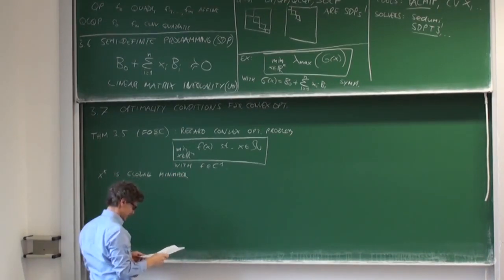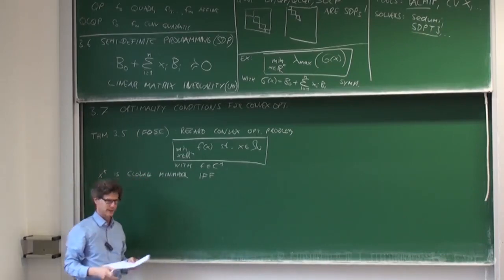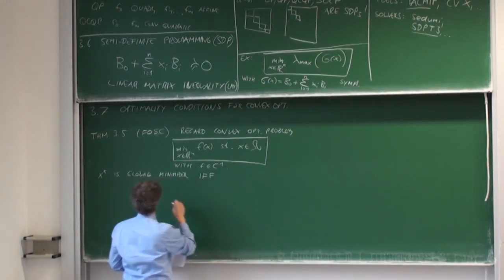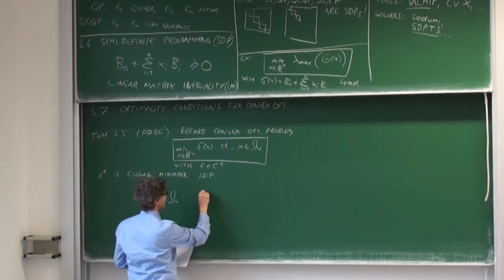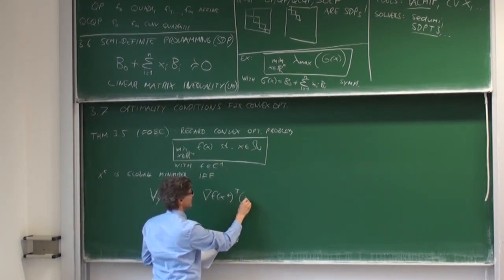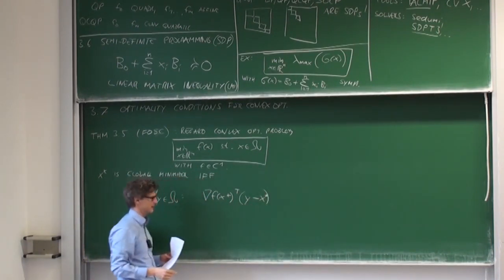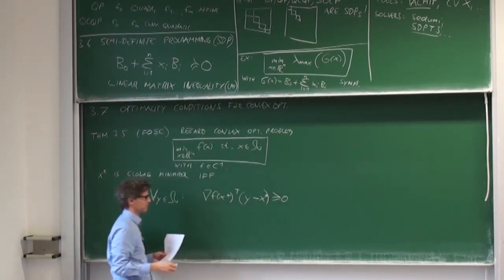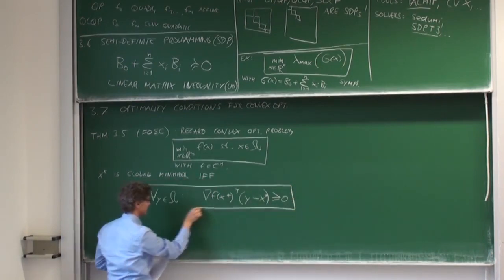This is now an if and only if condition. I will very often abbreviate it with two f's, iff. For all y that are in the feasible set, the gradient of f at x star multiplied with the distance of y to x star is giving you a non-negative number. So that's our optimality condition for convex problems.